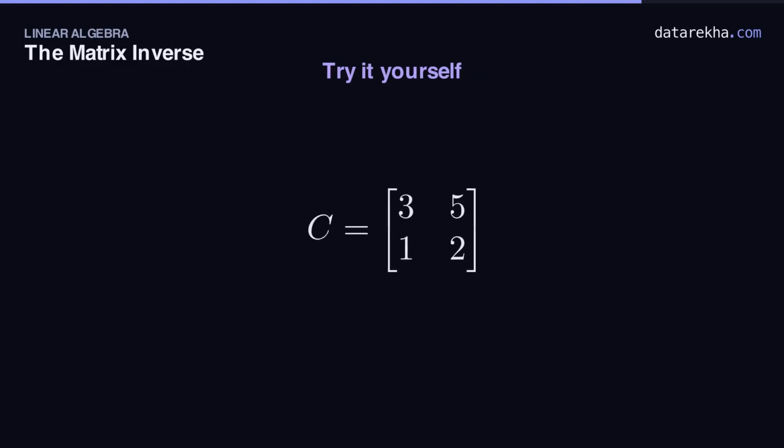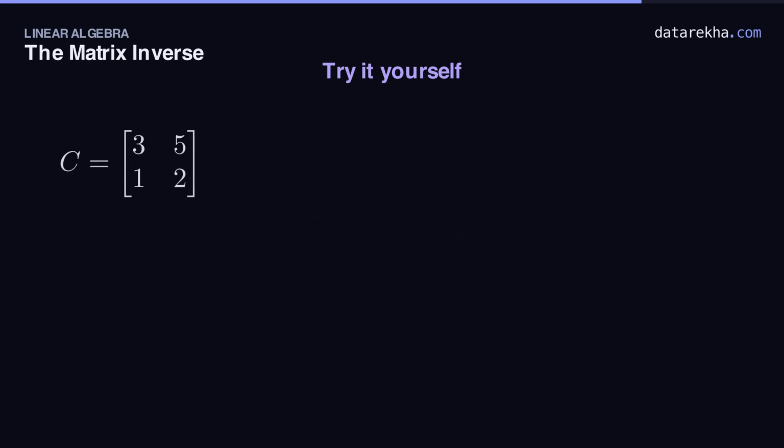Your turn. Here is a fresh matrix, C, 3, 5, 1, 2. Pause the video right now and find its inverse with the 2 by 2 formula. Compute the determinant first, then apply the recipe. I'll wait. Here's the walkthrough.